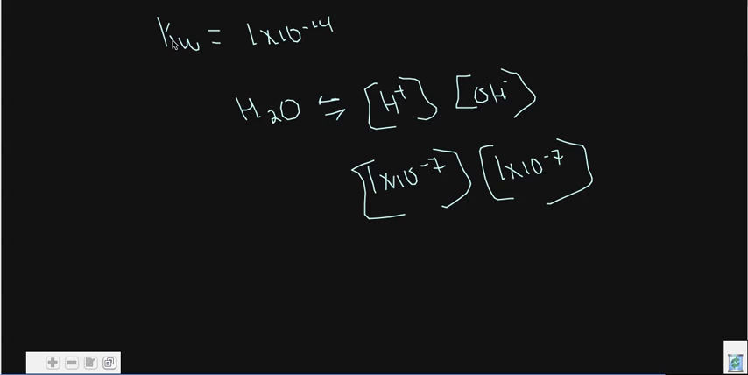So the Kw for water is an expression of the concentrations of hydrogen ions and hydroxide ions where they're equal, which of course would define water, because we don't have any more hydrogen ions than we do hydroxide ions, therefore they all match up to equal 1 water molecule each.